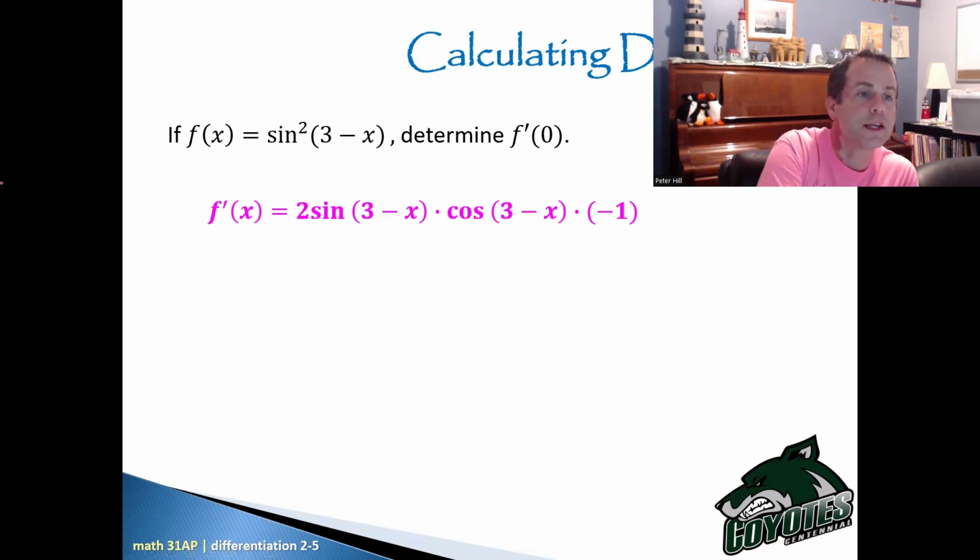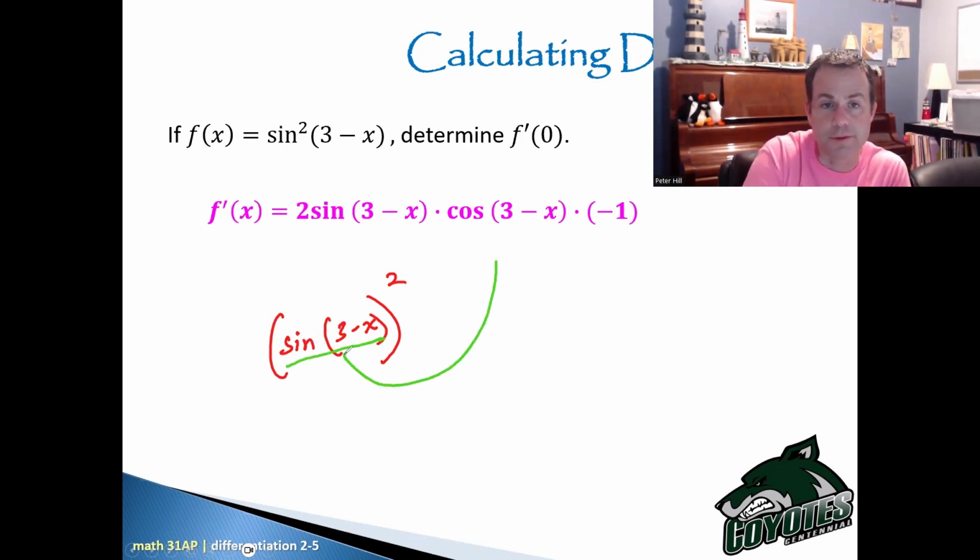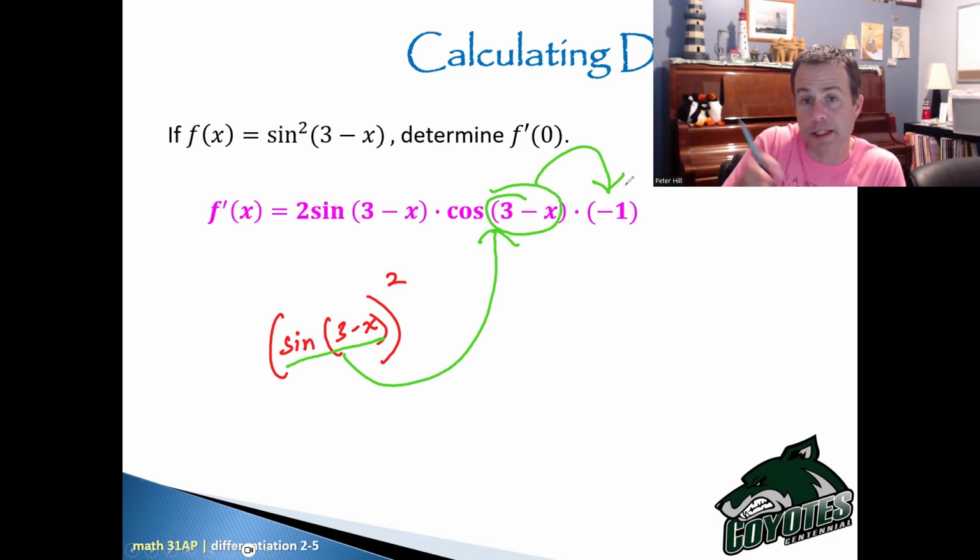The derivative of the inside function, I just want to make sure that's clear to you guys. That really started like this, sine of 3 minus x, squared, right? So the derivative of the inside function is this. So now I'm taking the derivative of sine of something. Well, the derivative of sine of something is cos of that something. Then I need to take the derivative of that inside function. That's where the negative 1 is coming from. So again, it's 3 layers of the chain rule, but hopefully that makes sense for you.